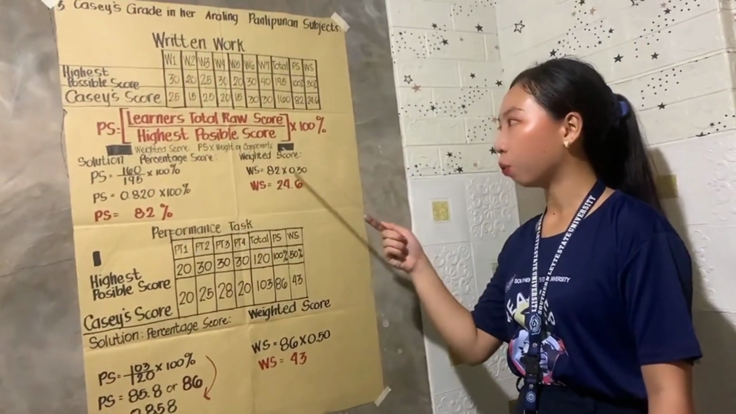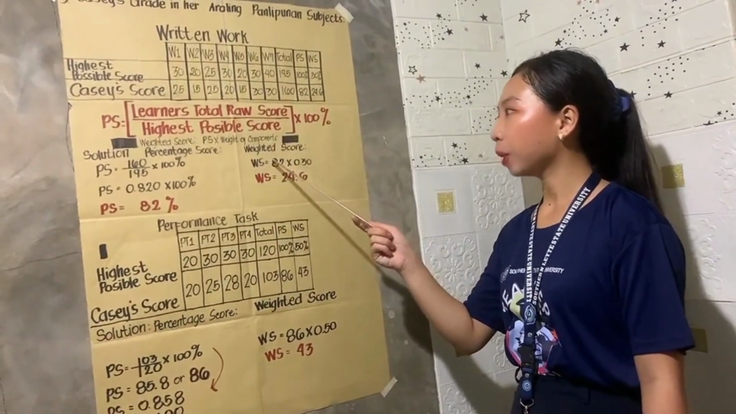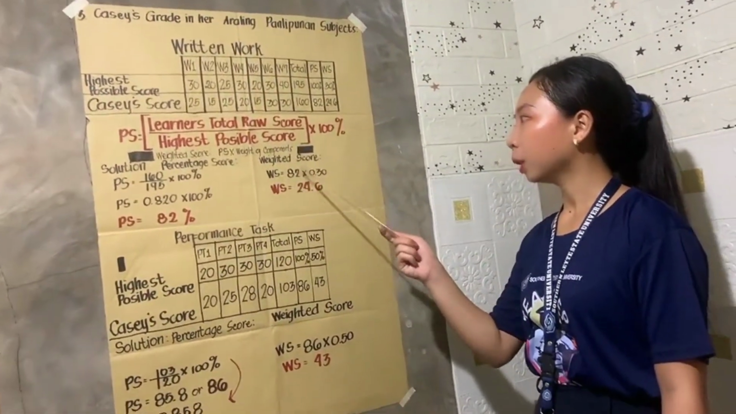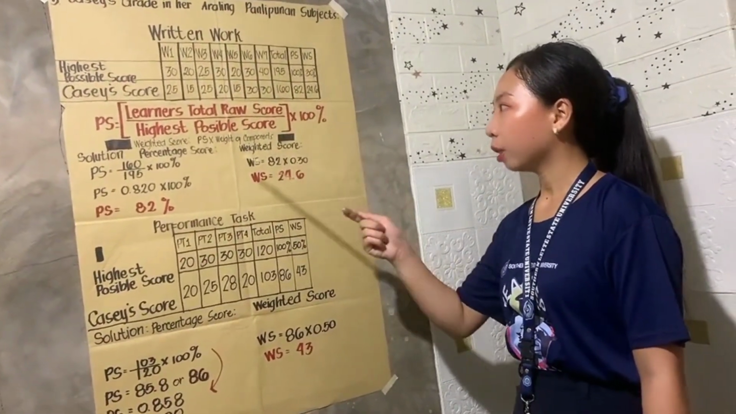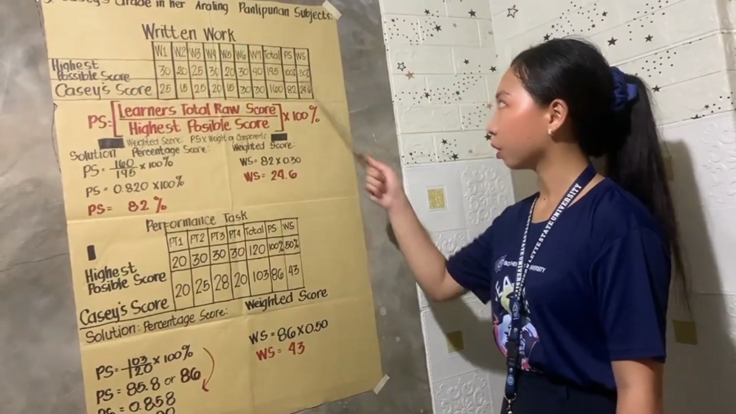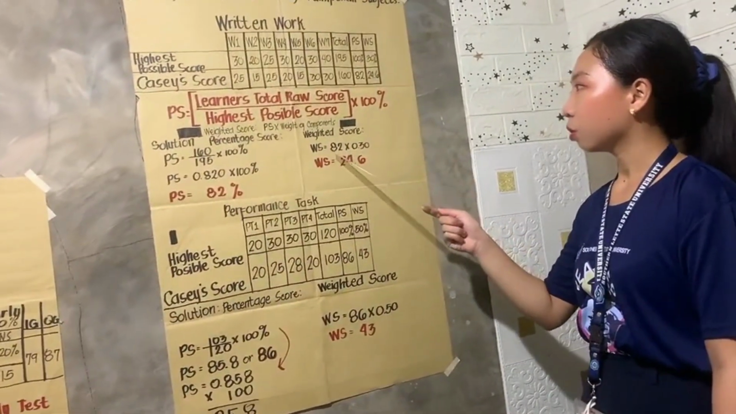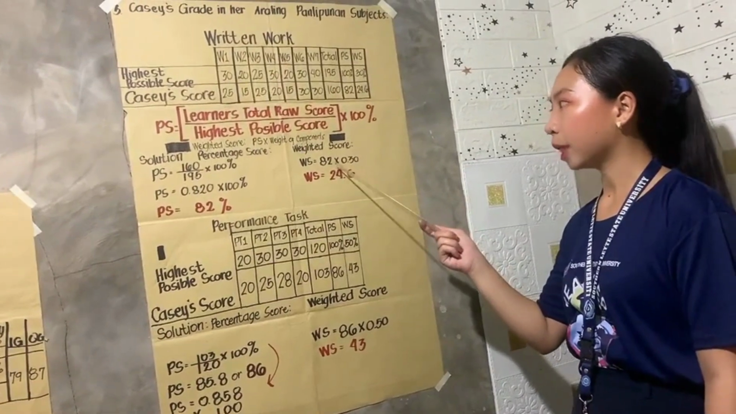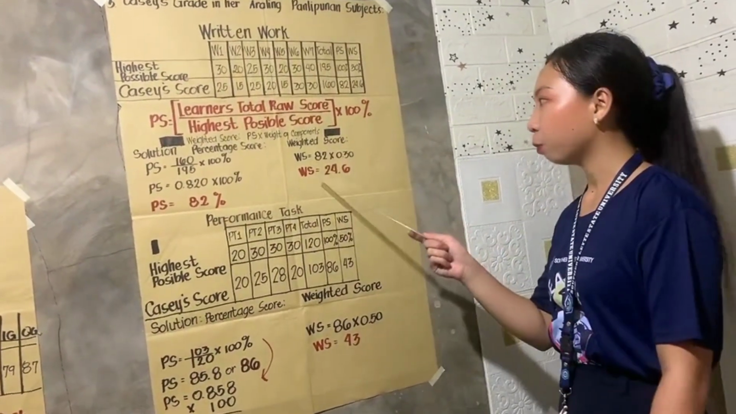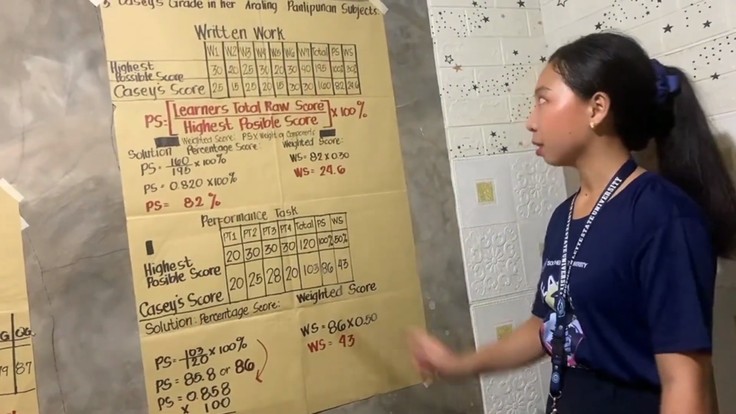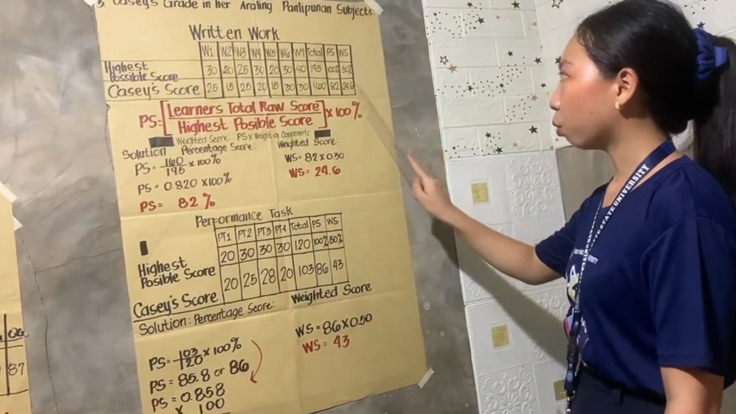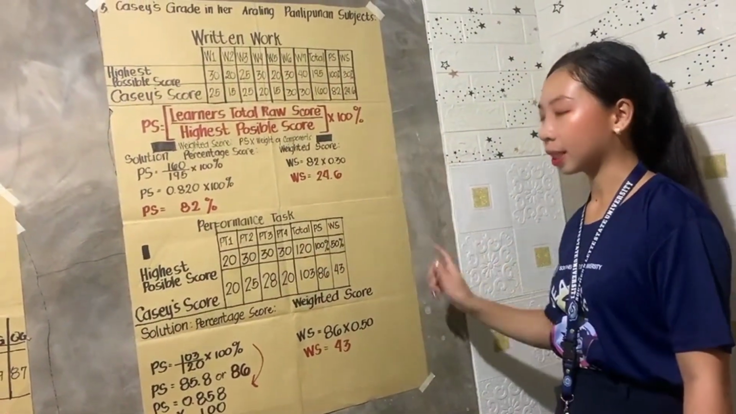So we're going to put 82% for the percentage score, and we're going to compute as well the weighted score. So percentage score multiplied by the weight of components, which is 30%. So 82 multiplied by 0.30, that would be 24.6. So the weighted score is 24.6.